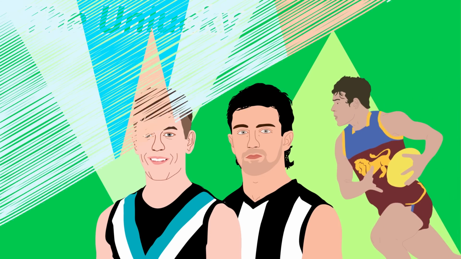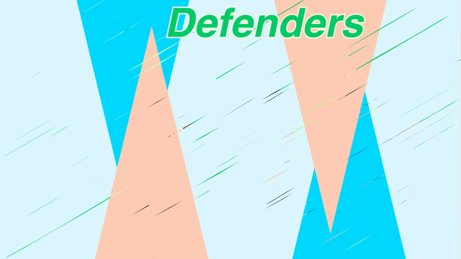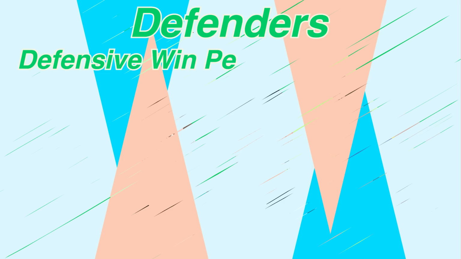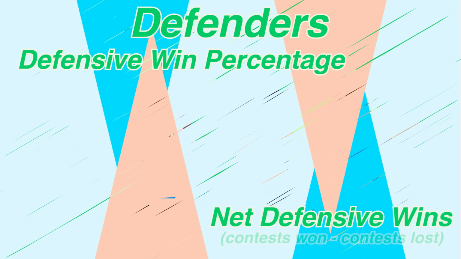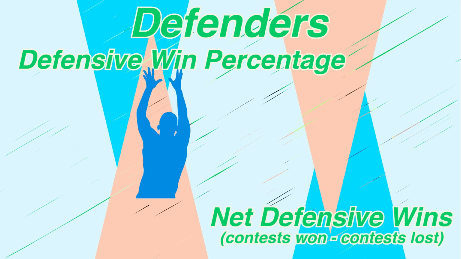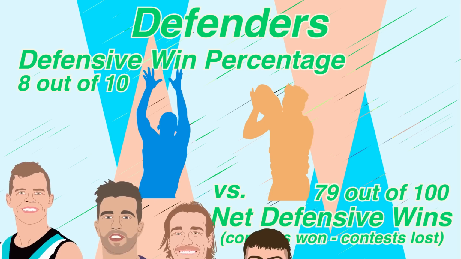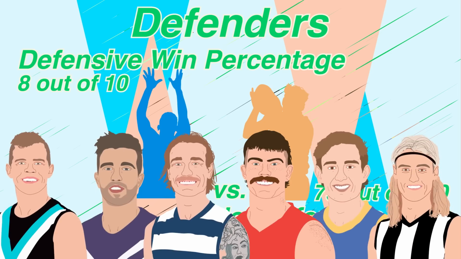Speaking of which, we've lamented the challenges of quantifying the statistical impact of defenders in the past. This year we switched from using defensive win percentage to net defensive wins, as we felt the former biased players who don't actually have many defensive contests but will win say 8 out of 10, versus a defender who's won 79 out of 100. Overall, this seemed to work well and gave us a fairly solid defensive unit, and one we were happy with compared to previous years.